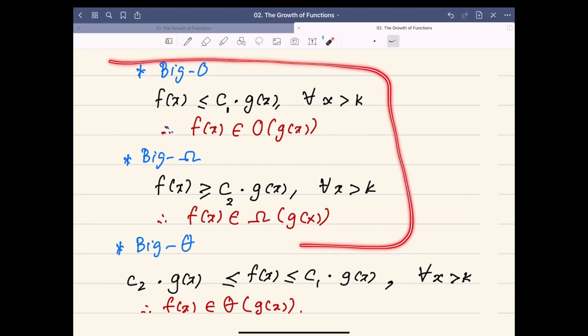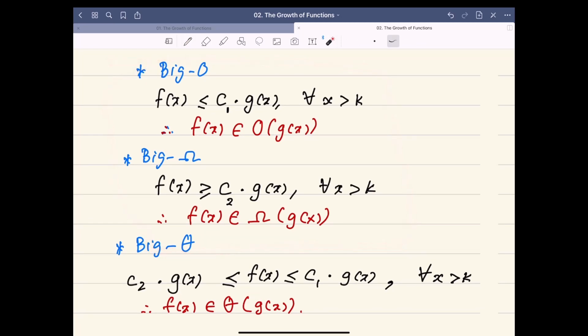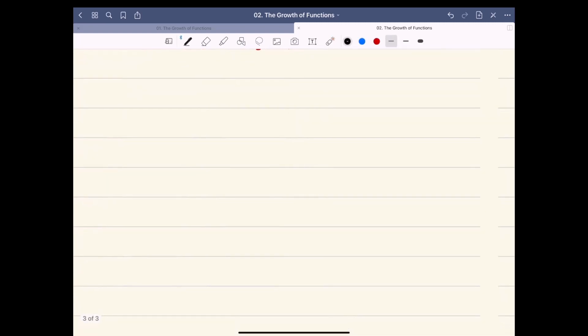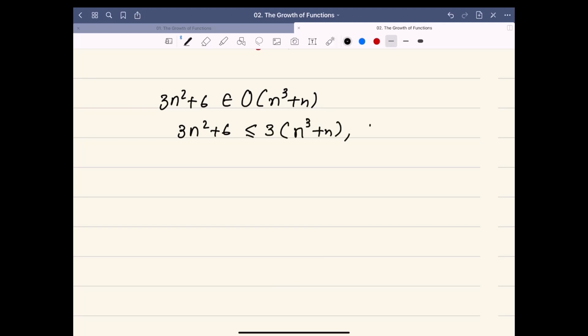To see how these notations are related, let's consider the following example that we have solved before. We proved that 3n squared plus 6 belongs to big O of n raised to power 3 plus n. And we proved it by the basic definition, by the inequality 3n squared plus 6 less than or equal to 3 multiplied by n raised to power 3 plus n for all n greater than 2. And the constants, or the witnesses, were 3 and 2.